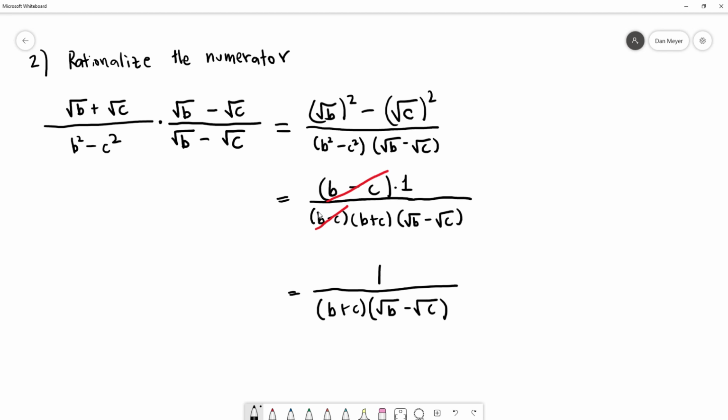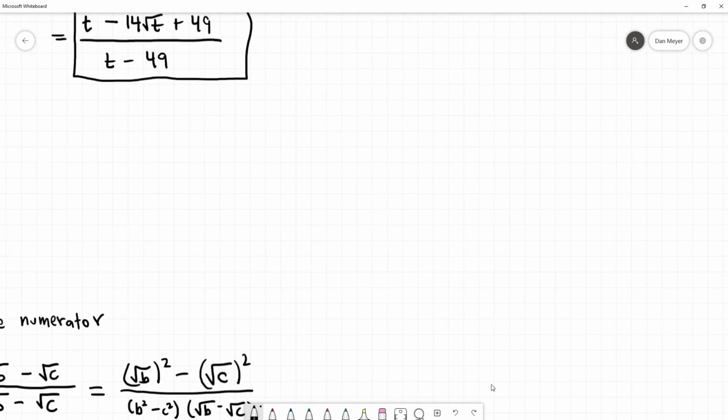So we've successfully rationalized the numerator. Now our numerator is just 1. There are no square roots left in the numerator. We do have square roots left in the denominator. We're always going to have square roots left somewhere. We can't completely get rid of them unless we're super duper lucky, but usually we're not going to be able to completely get rid of them. So that's it for that problem.